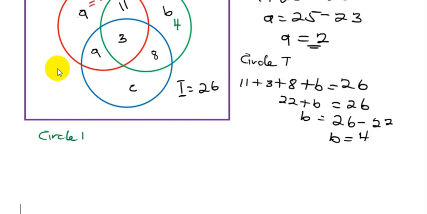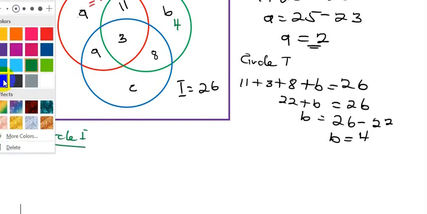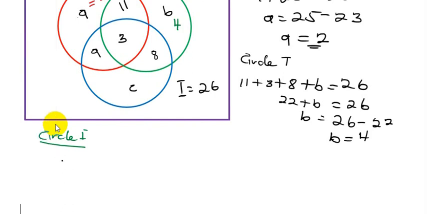So for circle I, we are going to get 9 plus 3, that's the blue circle, plus 8 plus c being equal to 26. So 9 plus 3 will give us 12. 12 plus 8 gives us 20.